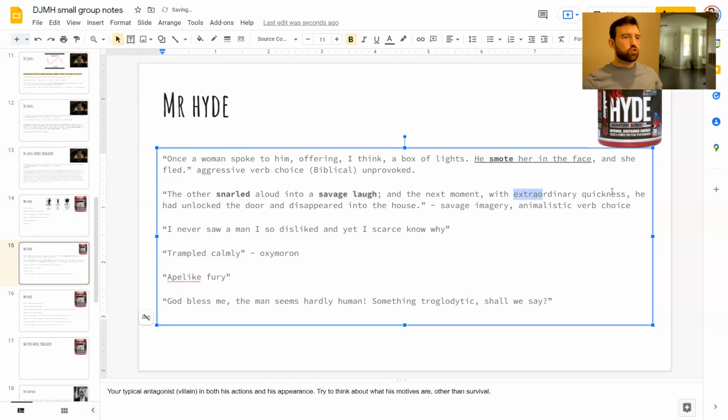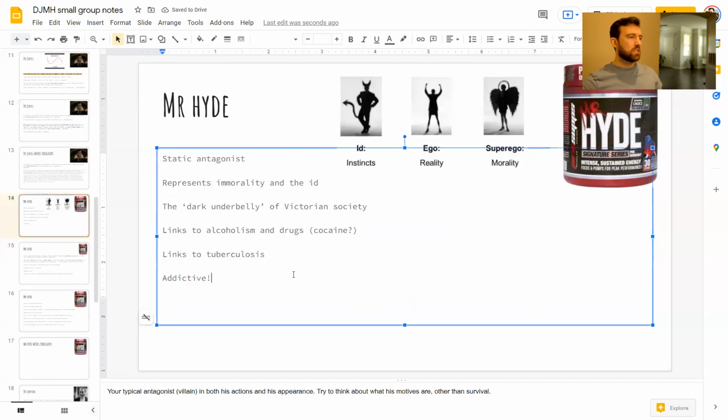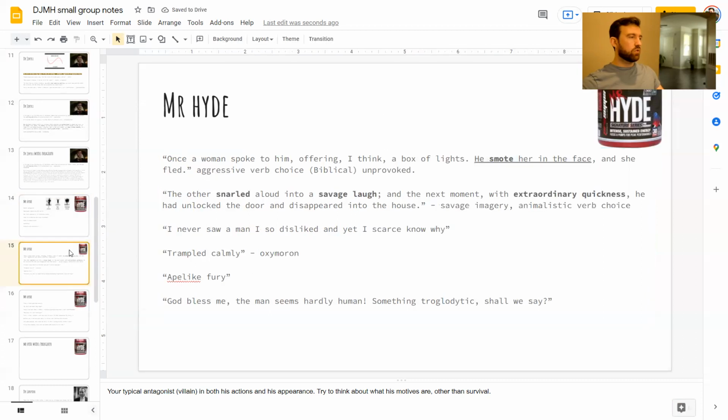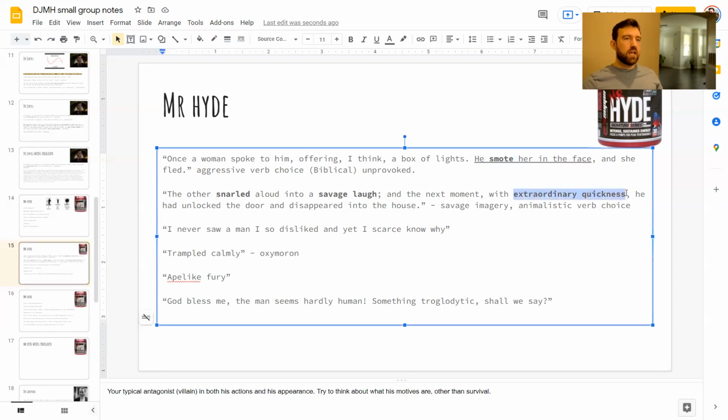And the extraordinary quickness. The other thing about Mr. Hyde I probably should have mentioned in here is that there is a sense of the supernatural, because of course he is a supernatural being in some sense. He's not real, he's sort of a fictional idea. So the fact that he has extraordinary quickness, it again adds to this sort of legendary, mythical status, supernatural status of the character.